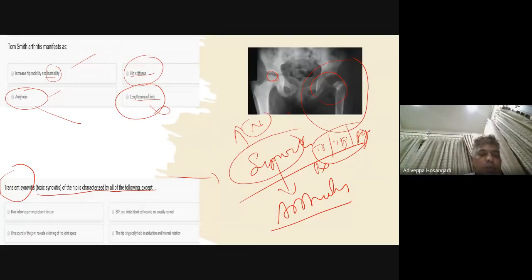So what are the statements which are true? All are true except: may follow upper respiratory infection; ultrasound of the joint reveals widening of the joint space; ESR and white blood cells are usually normal; hip is typically held in adduction and internal rotation.